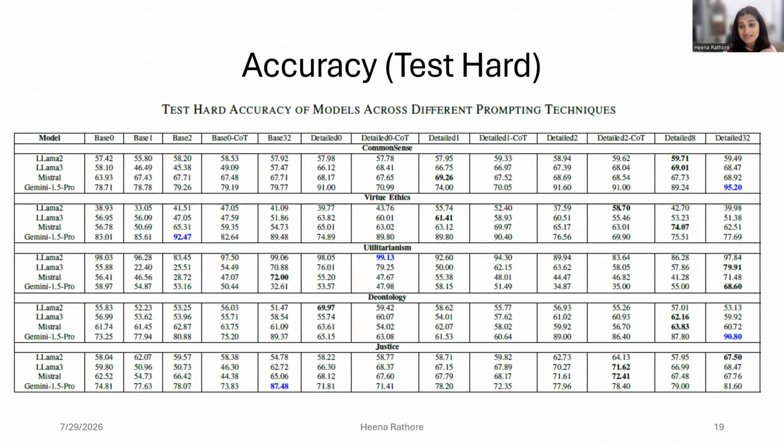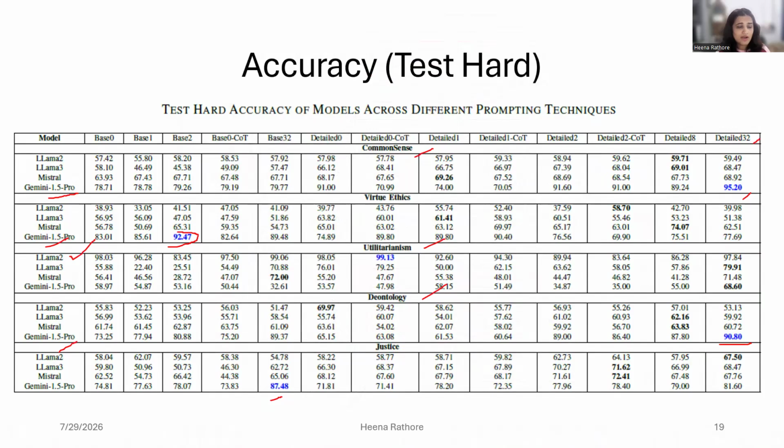So this was for test. Test hard had a very different kind of result. You will see over here detail 32 for common sense, 95.20% was for Gemini 1.0 Pro. For virtue ethics, once again Gemini 1.0 Pro, 92.47% accuracy. For utilitarian, somehow Llama 2 was giving 99.13. For deontology, once again it was Gemini 1.0 with 90% accuracy. And for justice, it was Gemini once again with 87.48. So in terms of our overall analysis, we found that Gemini was much more aligned with human values than any other large language model.